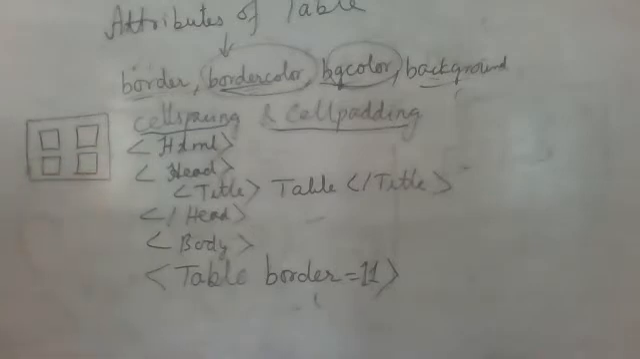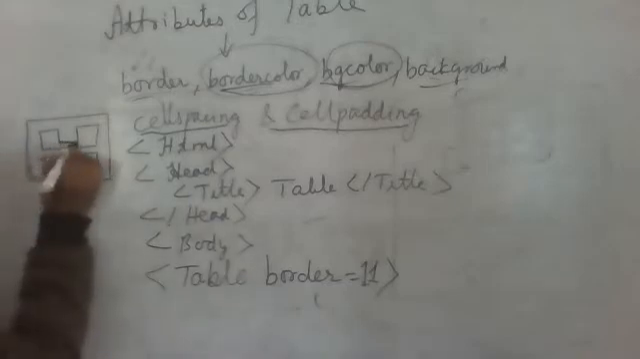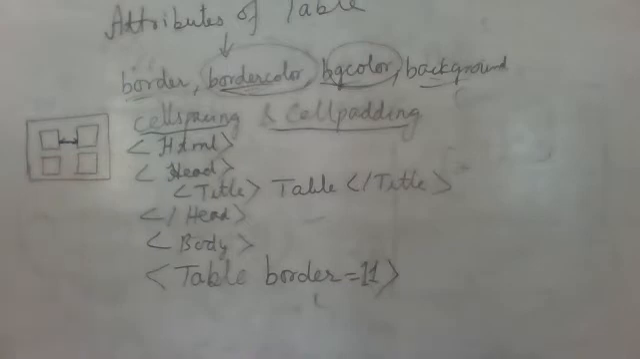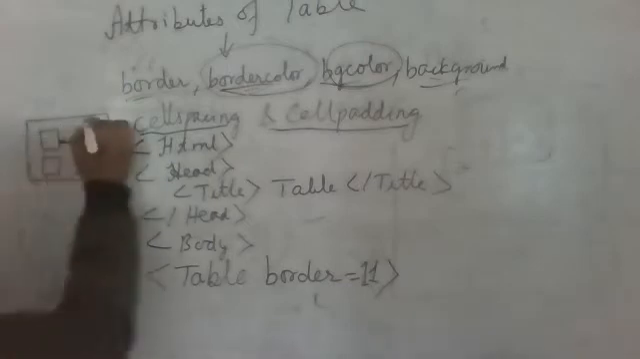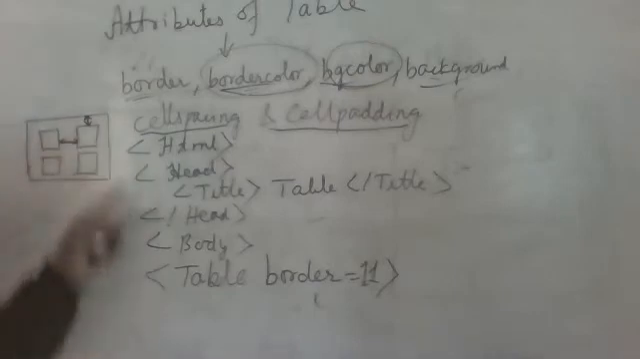Now, students, when I'm talking about the cell spacing, what I say in the definition is the space between cells, and between cells and the border of the table. You see, this is the space between the cells. But here, this one is the space between cells and the border of the table.